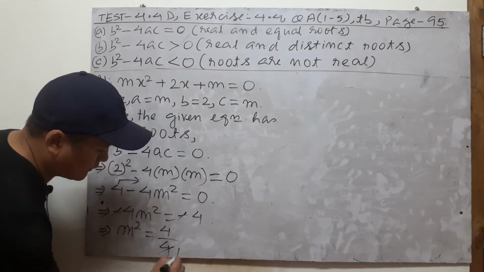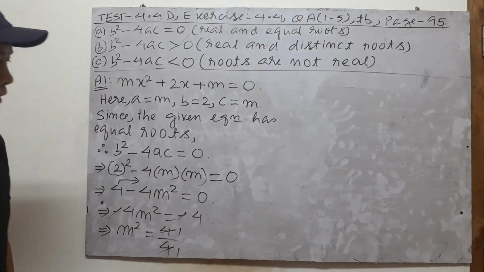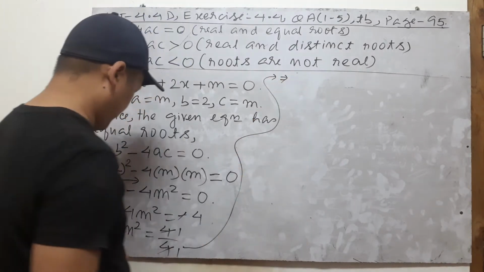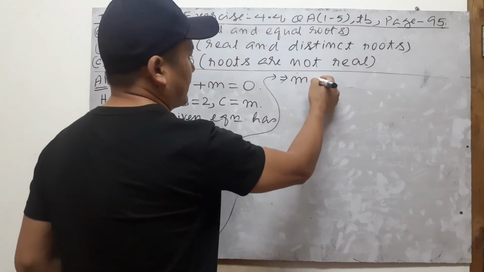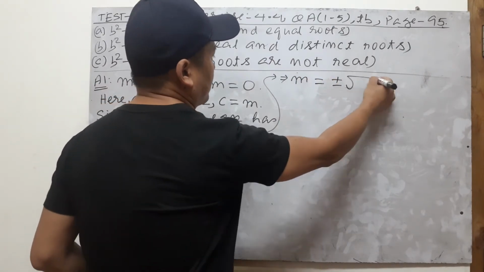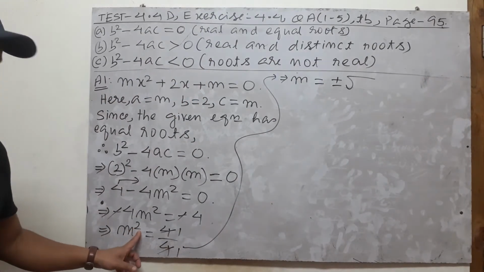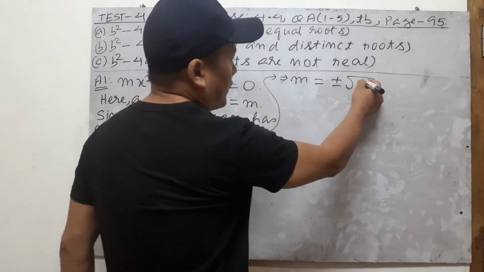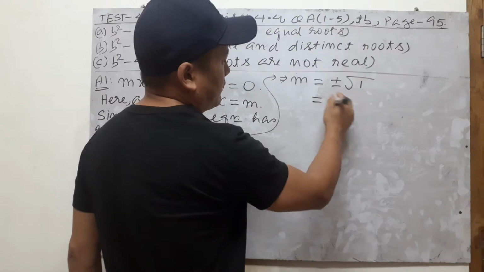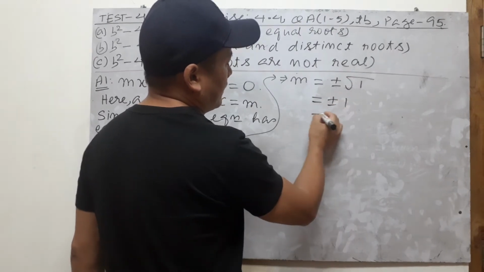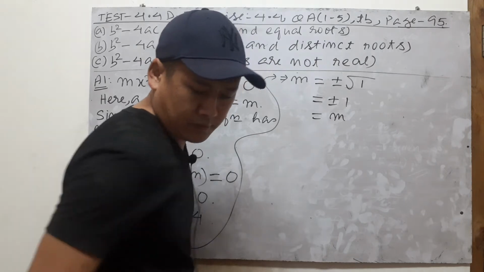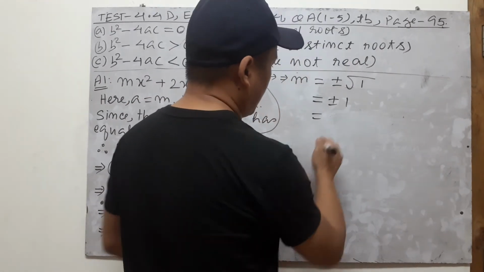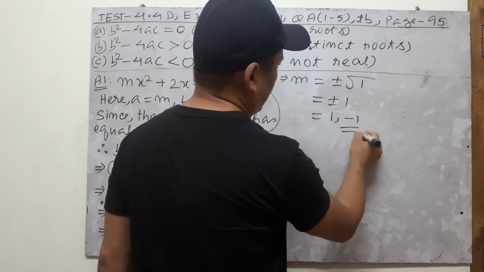So that way we have 4 ones are 4, 4 ones are 4. So that implies, as we can clearly see here, m, if you remove the square, then this side will come plus minus root over. Because the square has been removed, we write plus minus root over, and here 1 by 1 means 1, and root over 1 is 1, so plus minus 1. So m value can be plus 1 comma minus 1.